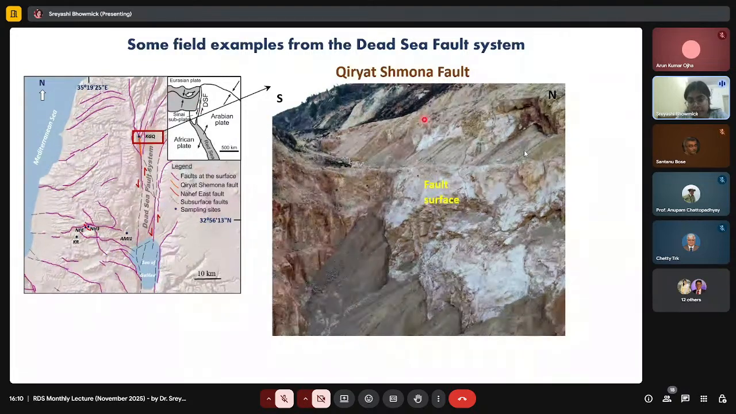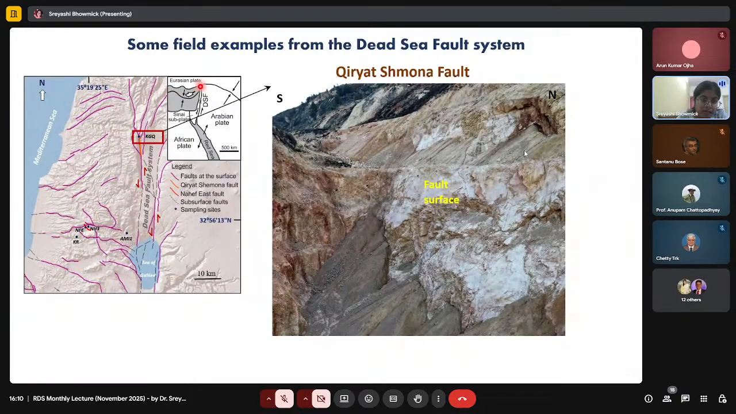So this particular fault again consists of limestones, and apart from a few slickenside lineations, we again do not see any strain markers. But this is a more evolved and matured fault as compared to the Nahaf East fault.